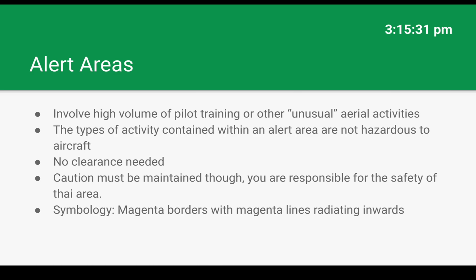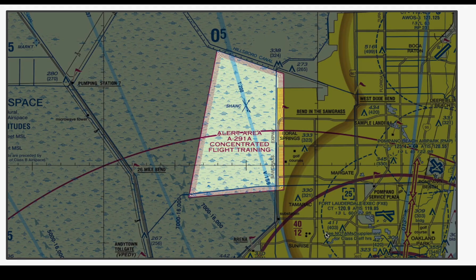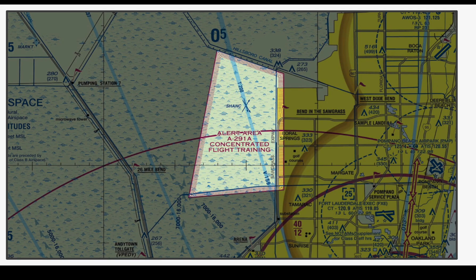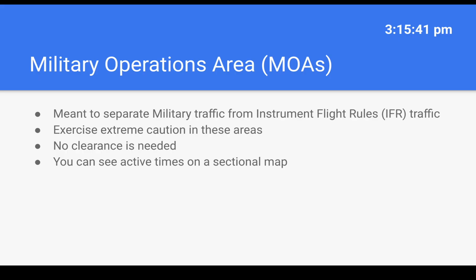All right, then we have MOAs. Now, you don't actually have to have permission to fly into a MOA or an alert area. Pretty much anything that's magenta like this, you don't have to have permission to fly into. It's meant to separate military traffic from IFR traffic. You need to exercise extreme caution in those areas. No clearance is needed, and you can see the active times on the sectional map. So when we get to class and I have a sectional, I'll show that to you.